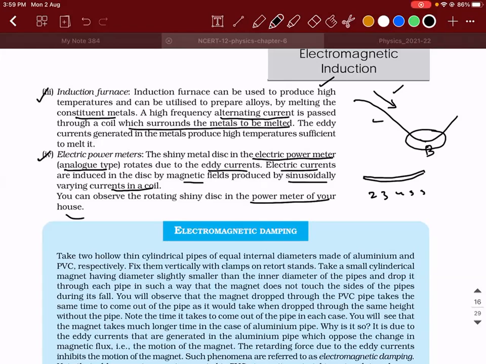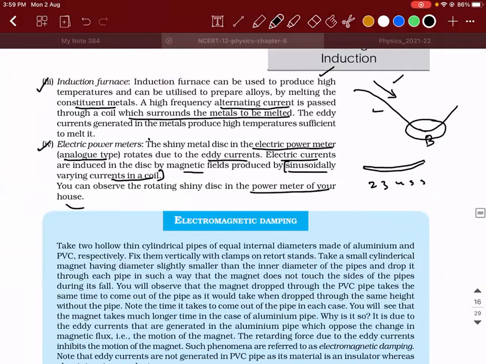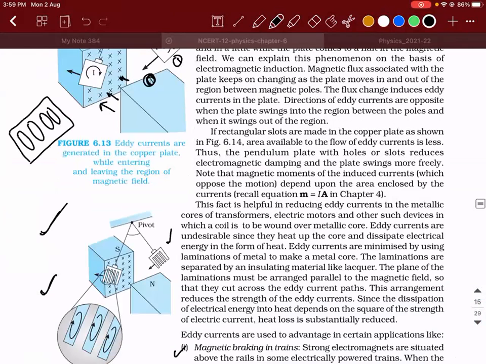The reason they said sinusoidally varying currents in the coil is because the power which we get at our home is alternating in nature. It's not a direct one. That is the connection to the next chapter. So they can ask questions like, why is the shiny metallic disc inside an electric power meter revolving? And the answer is very simple: it is because of the eddy current. So these kinds of questions will be asked. Okay. So these are all the applications, and this is the whole concept of eddy currents.